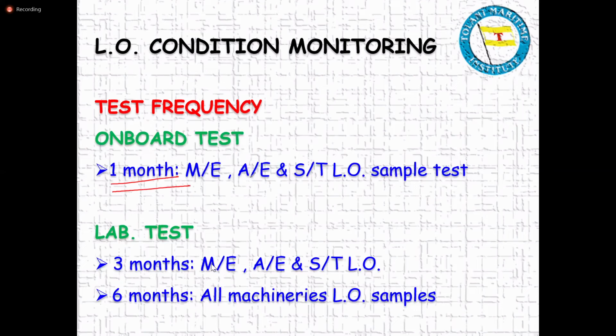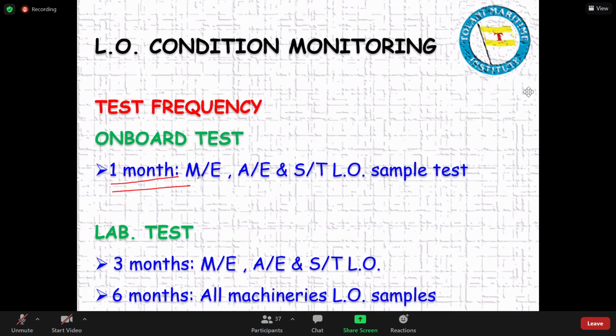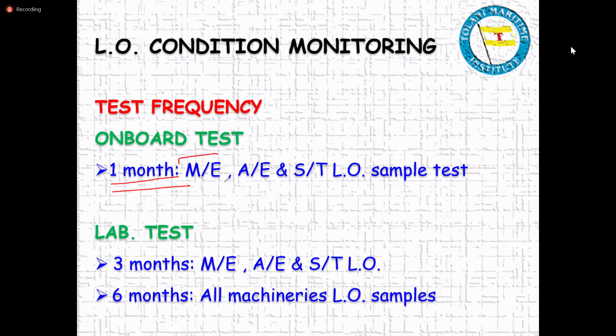I'll talk a little bit about the onboard testing in the next class most likely, or the class after next. So what are we testing on board? We are normally testing lube oil samples taken from main engine, from auxiliary engine, and from stern tube lube oil. We collect these samples, and every month we test these samples on board. What are we testing for? That we'll cover later.